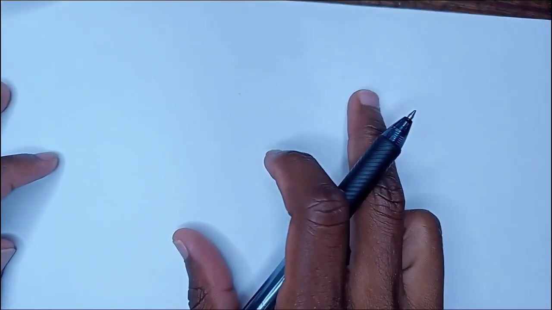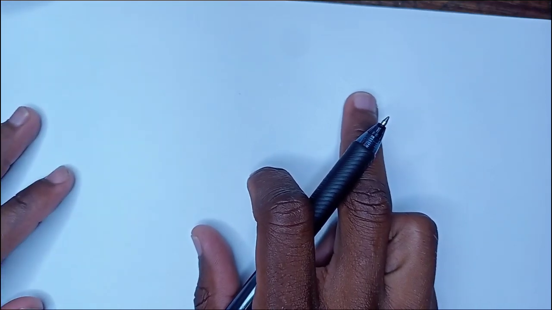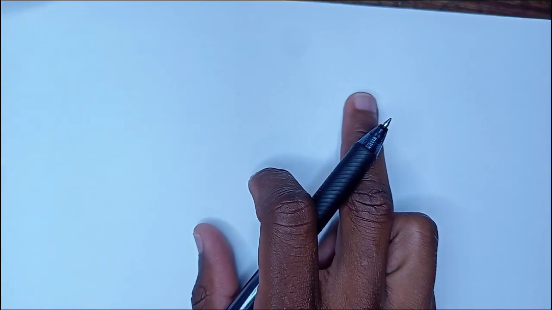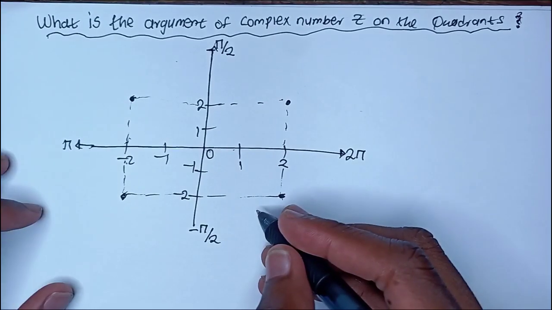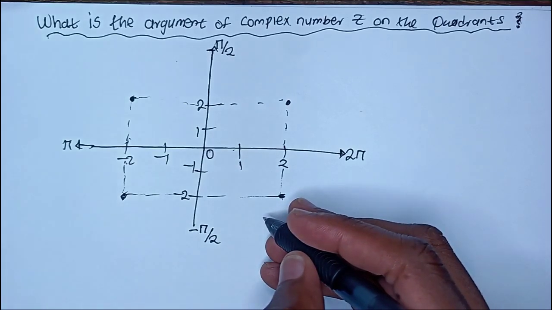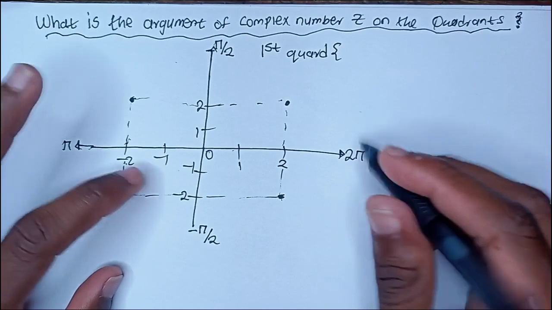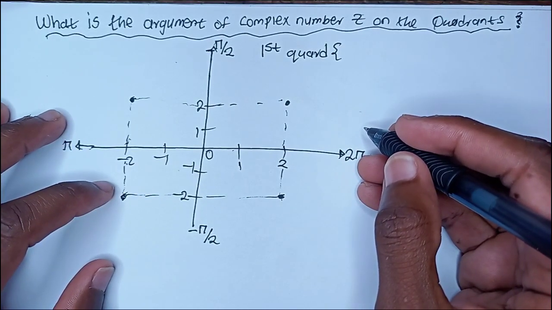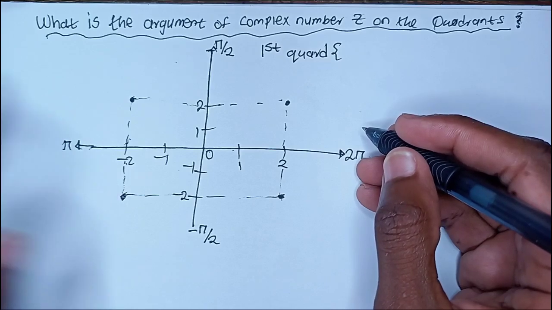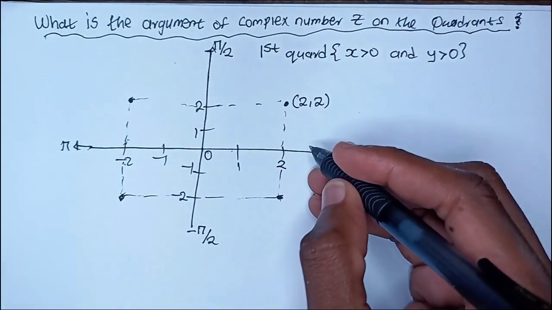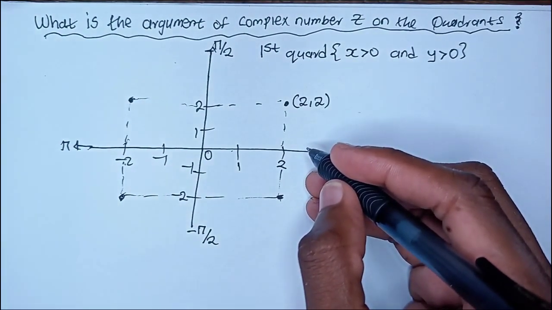So now, what happens if our z is defined on one of the quadrants? Remember, we have 4 quadrants: the first quadrant, second quadrant, third quadrant, and fourth quadrant. What happens if z is defined on the first quadrant? It is clear that both x and y are greater than 0. We can have 2 and 2 as an example, so our z can be defined by 2 plus 2i.